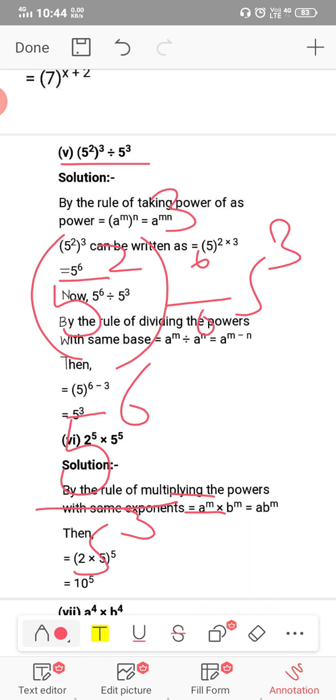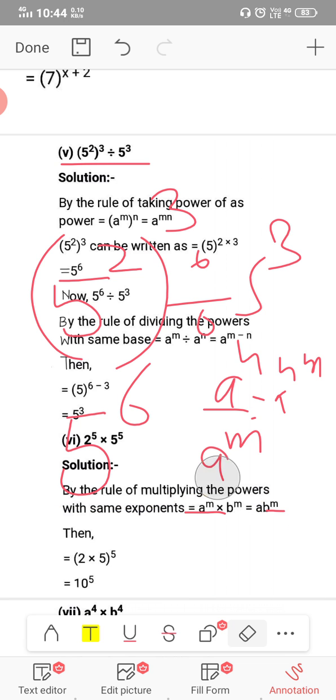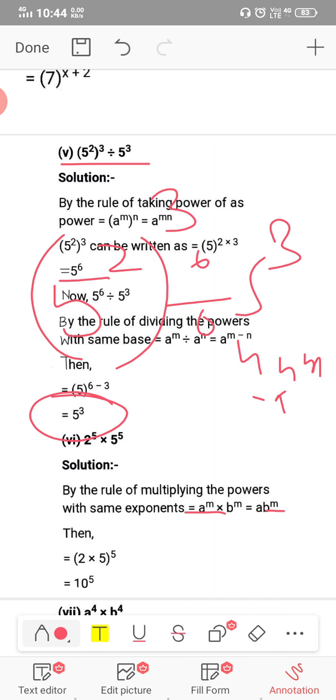This will give us the formula a to the power m upon a to the power n, which will give us a to the power m minus n, or we can say that a to the power n upon a to the power m will give us a to the power n minus m. So we have 5 to the power 6 minus 3, and the answer is 5 to the power 3. As you can see, this is the answer, 5 to the power 3.